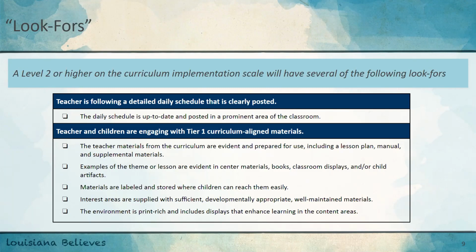Under teacher and children are engaging with Tier 1 curriculum aligned materials, an observer could look for the teacher materials from the curriculum are evident and prepared for use, including a lesson plan, manual, and supplemental materials. Examples of the theme or lesson are evident in center materials, books, classroom displays, and/or child artifacts. Materials are labeled and stored where children can easily reach them. Interest areas are supplied with sufficient, developmentally appropriate, well-maintained materials. The environment is print-rich and includes displays that enhance learning in the content areas.